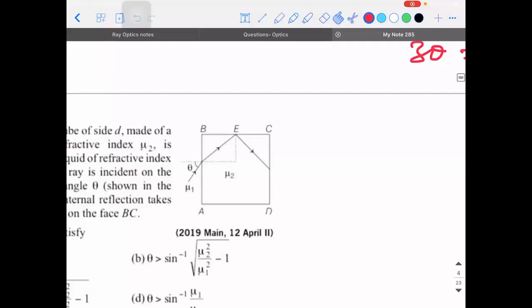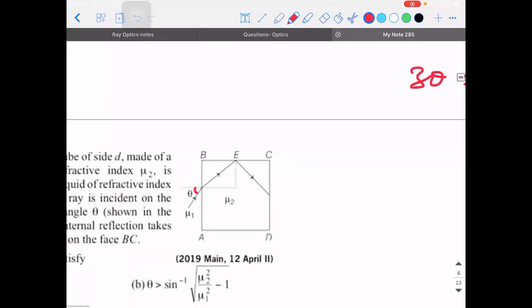So if this angle is theta, at this point there is refraction, and E is the point where there is reflection. So what would the angle be? It should actually be a value which is greater than the critical angle C. Then how much is this angle? It will be 90 minus C. Correct? So if I take this point P, if I apply Snell's law at point P, mu1 into sin theta is equal to mu2 into cos C.